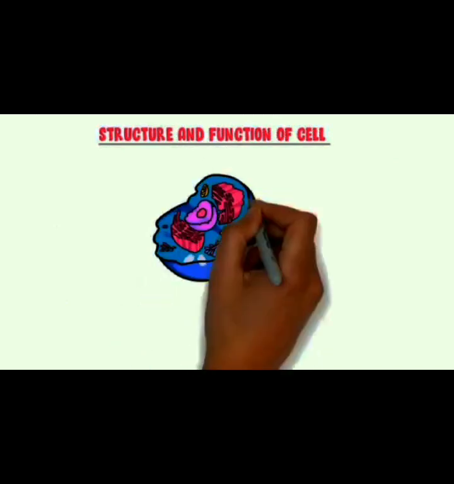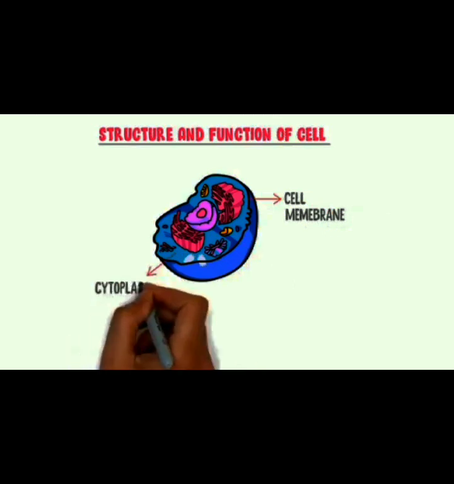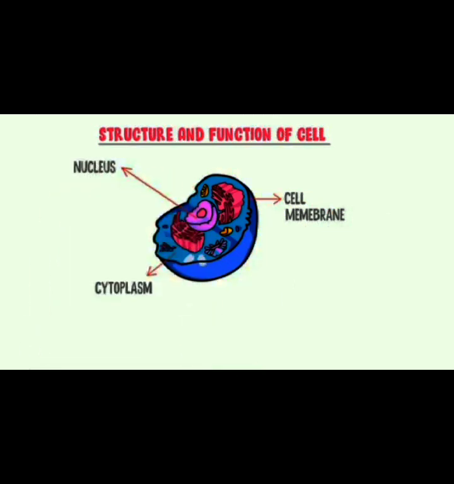What is the structure and function of a cell? Well, there are three common parts that exist in any cell: the cell membrane, cytoplasm, and nucleus or DNA. Now, what is the cell membrane? It is the selectively permeable membrane which allows certain materials to pass through.